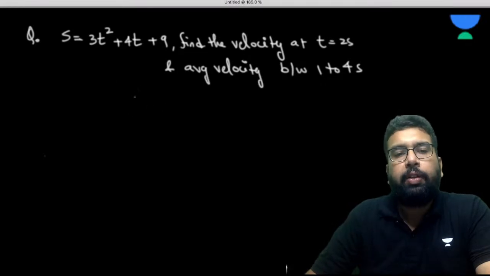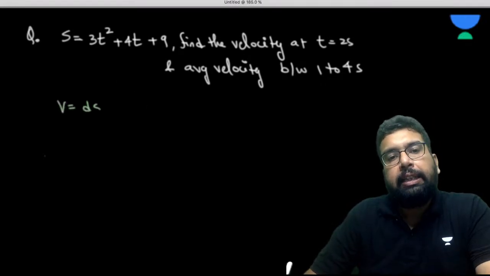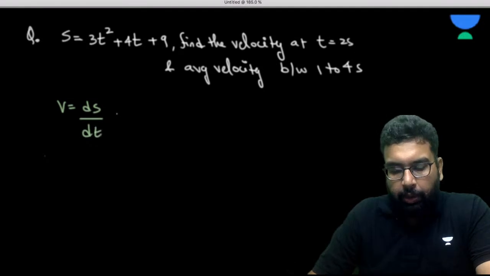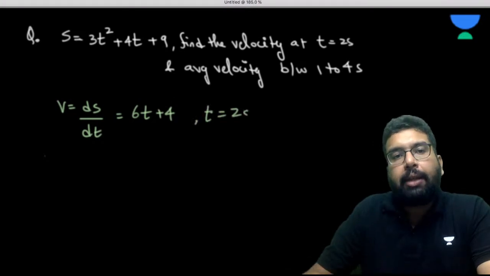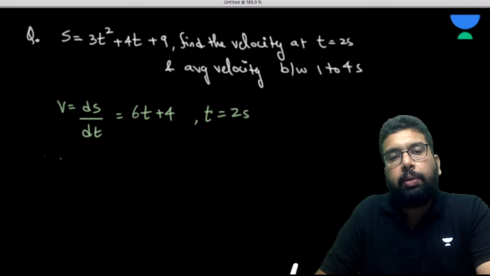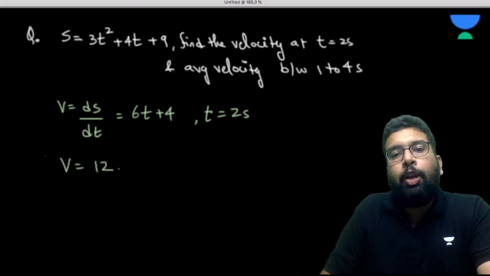Very simple question. At t is equal to 2 seconds, we need to calculate first, and then the average velocity. First of all, v is equal to ds by dt. The differentiation of it is going to be 6t plus 4. So at t is equal to 2 seconds, the velocity is 12 plus 4, that is 16 meter per second.